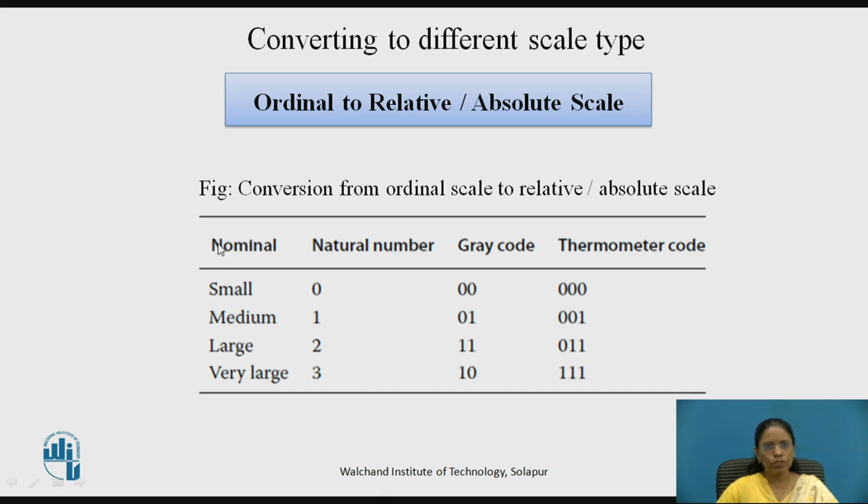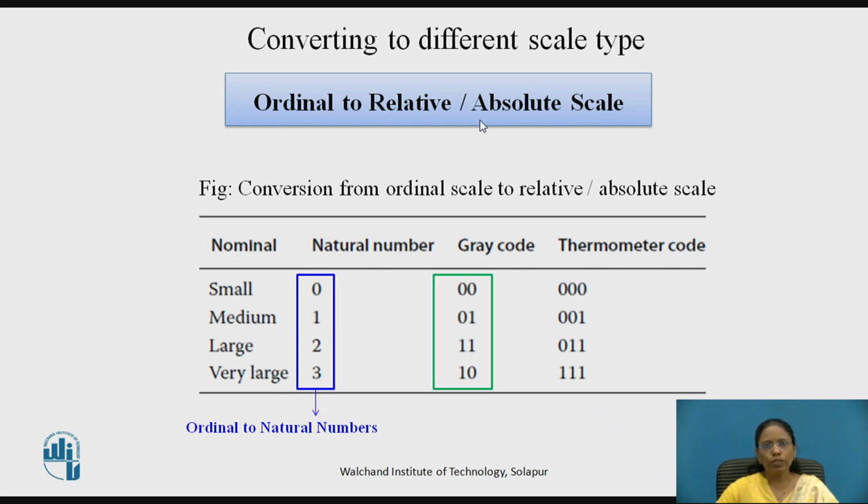Here this is mentioned as nominal, but actually this data is ordinal. This screenshot is taken from the textbook, but I guess here it should be ordinal. So small, medium, large and very large, and I want to convert it to relative or absolute. For that we can convert it using natural numbers. As there are 4 types, I can consider the natural numbers from 0 to 3. For small it is 0, medium is 1, large is 2 and very large is 3, but the sequence matters. As the order increases, the number should increase.